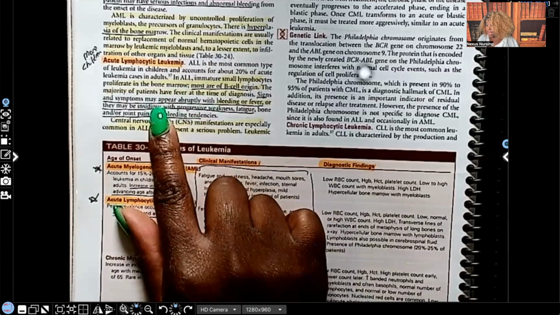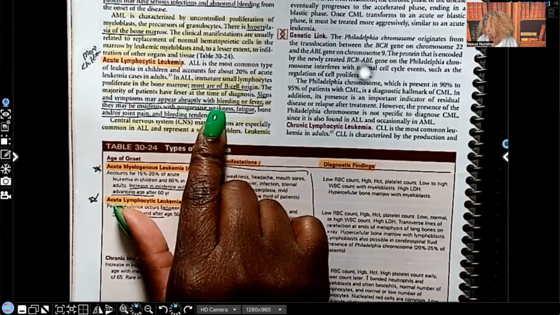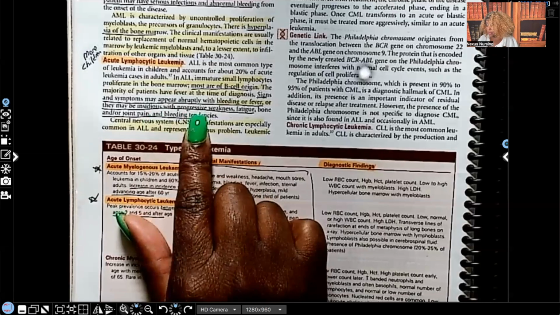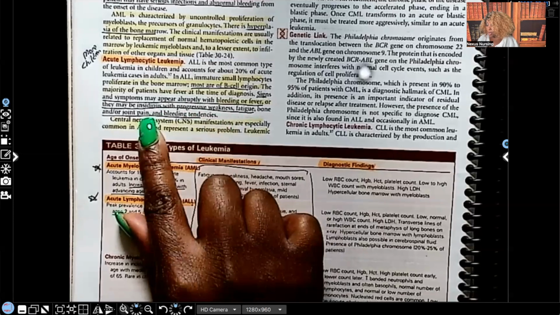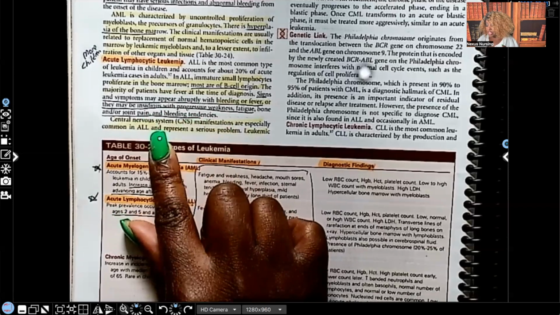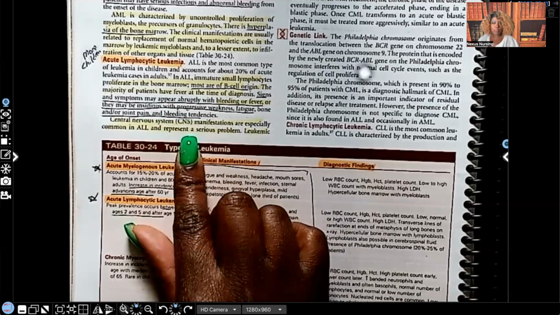Signs and symptoms may appear abruptly with bleeding, you need to know that, and fever, or they may be insidious. That word insidious means sneaky, right? They may be insidious with progressive weakness, fatigue, bone and or joint pain, and bleeding tendencies. You need to know that. CNS manifestations are especially common in ALL, and they represent a serious problem.